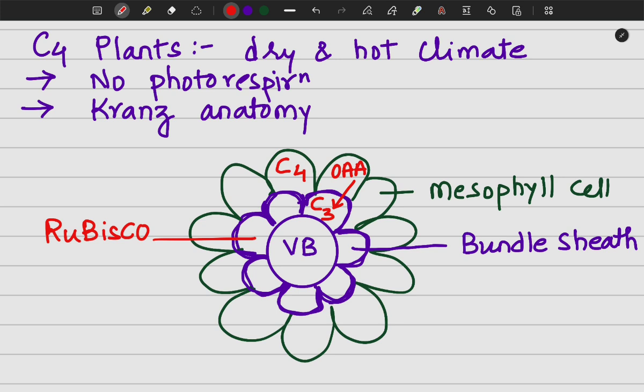Only carbon dioxide is entering the bundle sheath cells, and that too in the form of malate or aspartate. That is not in the gaseous form, that is in the chemical form. After entering the bundle sheath, it gets converted into carbon dioxide gas because of decarboxylation, and that carbon dioxide gas increases the concentration of carbon dioxide. Because the cycle goes on continuously, the concentration of carbon dioxide increases, and hence Rubisco starts showing carboxylase activity, and the C3 cycle occurs and carbohydrates are produced.